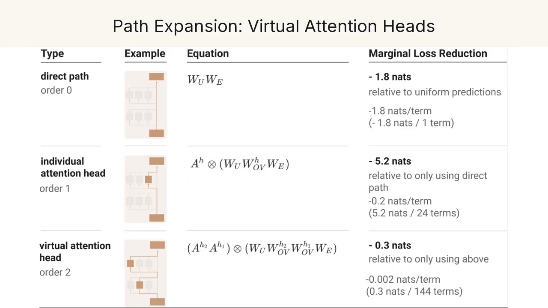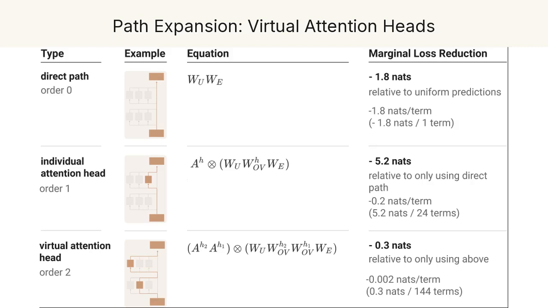There's one more beautiful idea: path expansion. When you multiply out a 2-layer model, you get terms of increasing order. Order 0 is the direct path, the bigram baseline. Order 1 is each individual attention head. And order 2 gives virtual attention heads, pairs of real heads composed together, which is exactly where induction heads live.